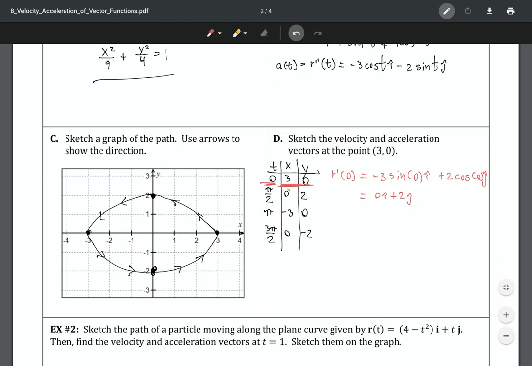So this is how you would actually sketch the velocity on this. First, I'm going to go to 3, 0, which is right here. So that's where I'm going to begin. And notice that the vector says 0i, 2j. So from 3, 0, I'm going to go 0 units to the right, and I'm going to go 2 units up, which is right here. So again, this is the velocity at t is equal to 0.